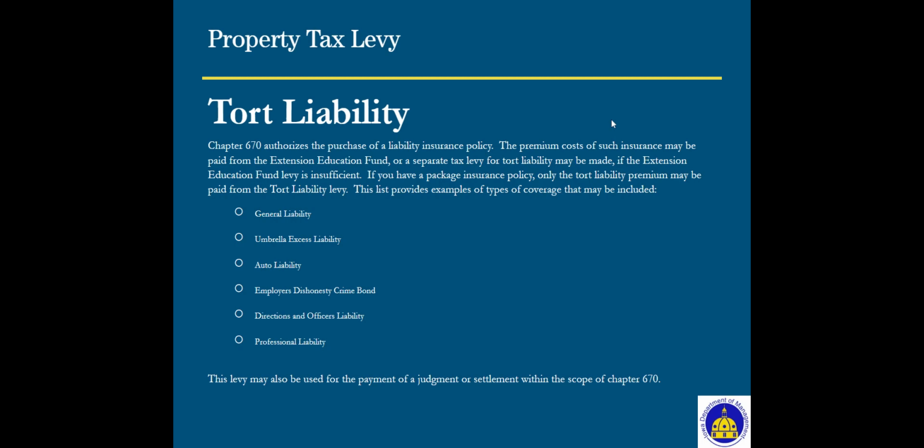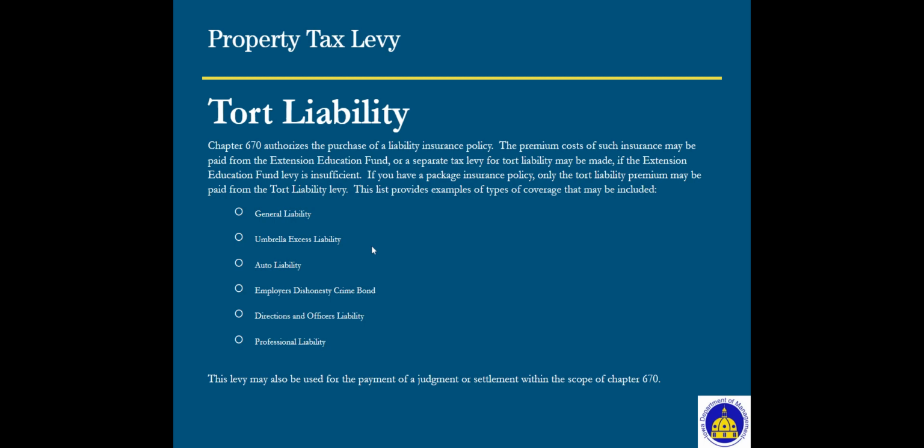Tort liability is another levy that is available to you. Chapter 670 authorizes the purchase of liability insurance, and the premiums for this insurance can be paid from the Extension Education Fund or a separate tax levy for tort liability if your Extension Education Fund is insufficient. If you are purchasing a package policy, again, only the tort liability piece can be paid from the tort liability levy.